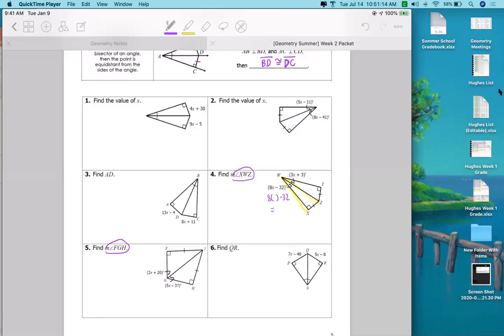Okay? But for number 5, FGH, it's a wider angle. And that consists of both of those items. But you know, we already said these two angles should be the same thing. If they're exactly the same, you can just find it in one of them and then just double your answer.